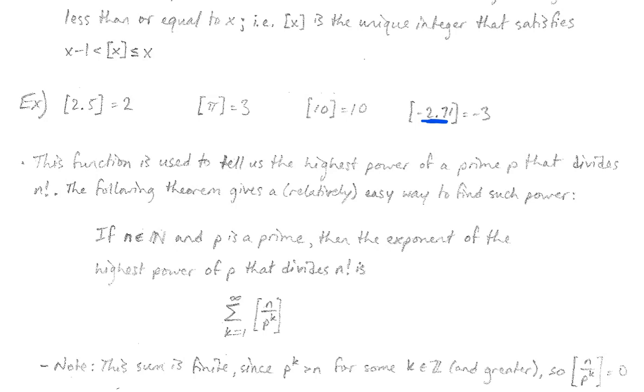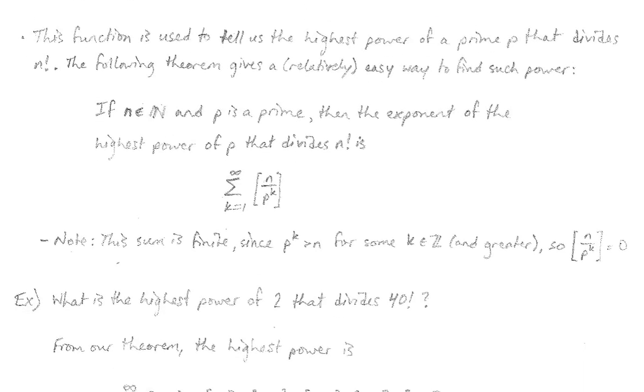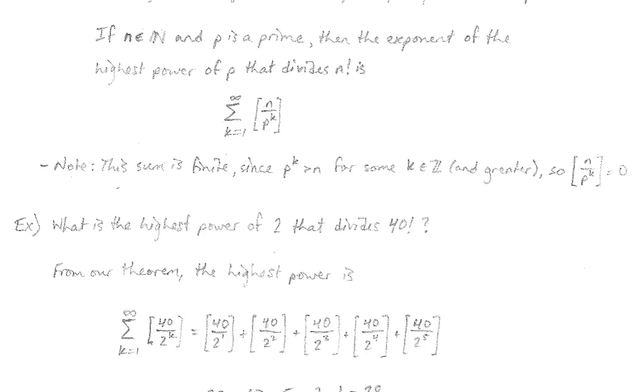So I have a practice problem here written inside of my notes. It's pretty straightforward to see how this gets worked. What is the highest power of 2 that divides 40 factorial? So here, 40 is our n value.